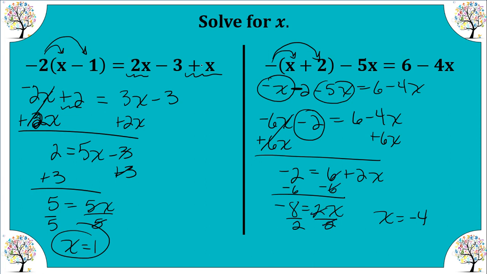So these two were pretty complex, but just take it one at a time. Remember to apply the distributive property first if you have parentheses. Then you're going to combine like terms, like we did here and here. And then third, if you have variables on both sides, you're going to get them to either the left or the right. And again, let's move the smaller one.